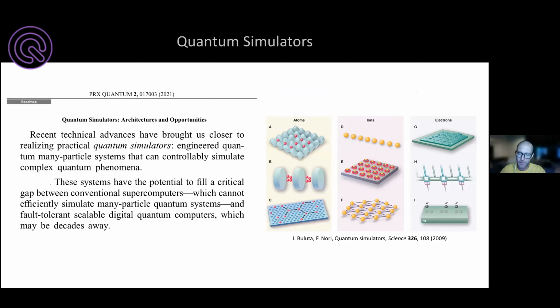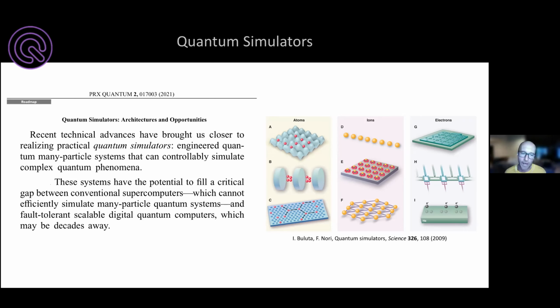The idea of a quantum simulator was described more than a decade ago. But I think it's a very important idea. And I think many of the talks that we've listened to over this week have certainly applications in this space of quantum simulators. There's a really nice recent paper, if this is new to you, from this year, where many members of the community set out to define what we mean by a quantum simulator. And the idea is that it's an engineered device where you have a quantum many-particle system that you can controllably use to simulate complex quantum phenomena.